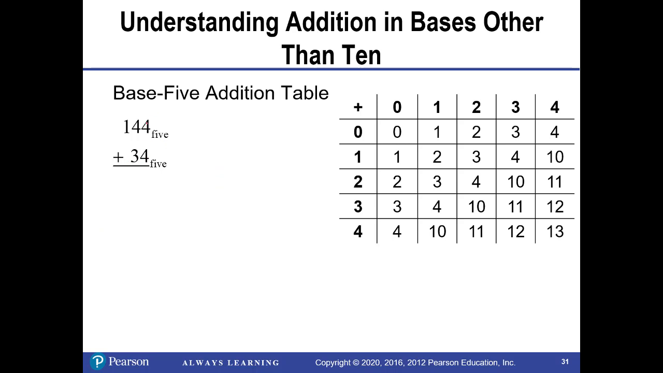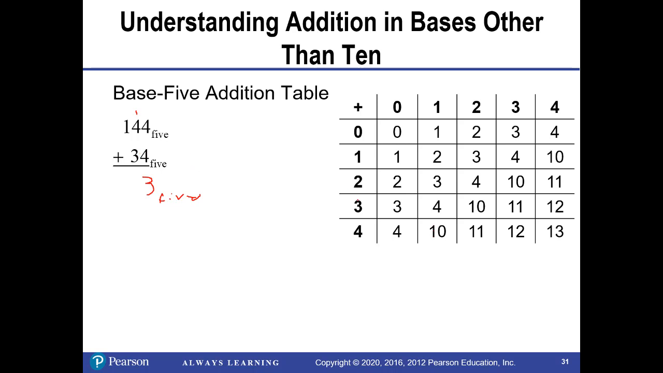But what we can see here is 4 plus 4. 4 plus 4 in base 5 is 13. So I'm going to write a 3 here, and remember, my answer is going to have a 5 as a subscript. And I'm going to carry the 1. Sorry, 1 plus 4 in base 5 is 10, or 1, 0, I should say.